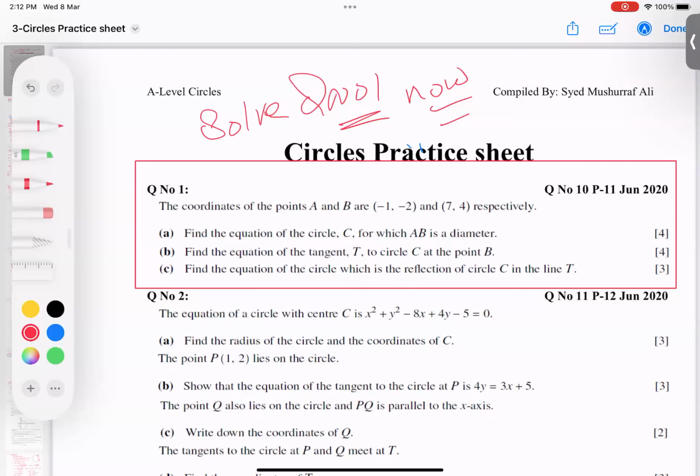This is the third class on the circles topic. Two are already finished. Today, inshallah, we'll do only past papers. All of you, please start this question.